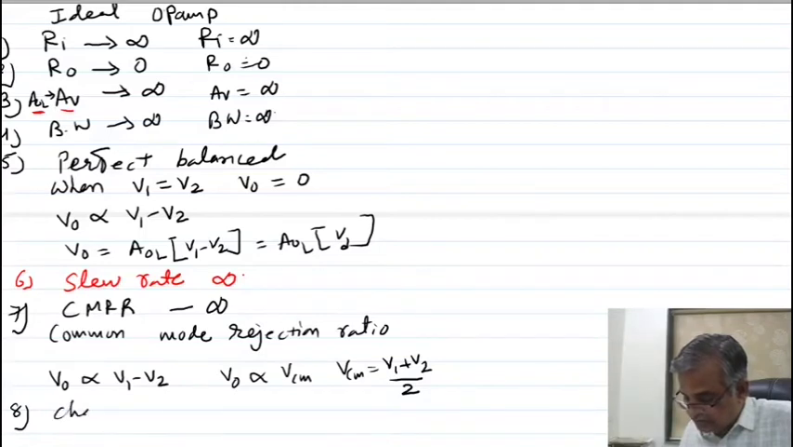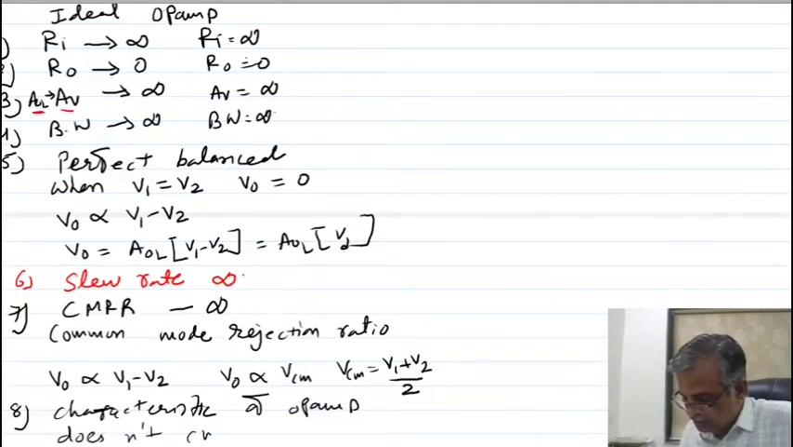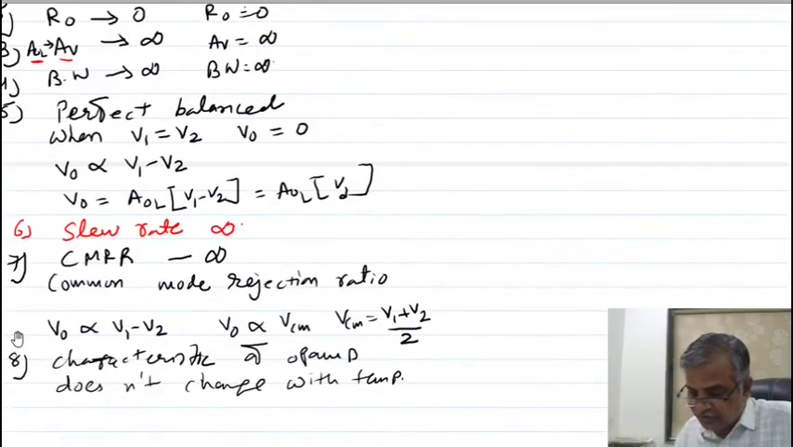8. The characteristics of the op-amp do not change with temperature. This is all known as the characteristics of an ideal op-amp.